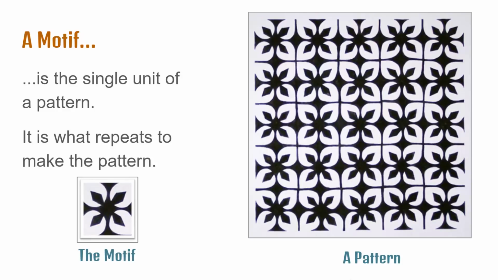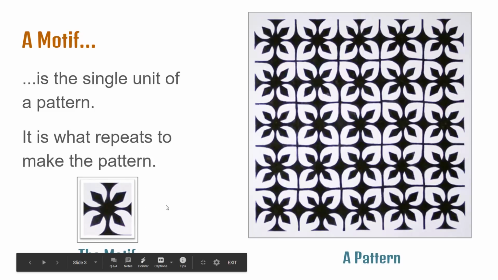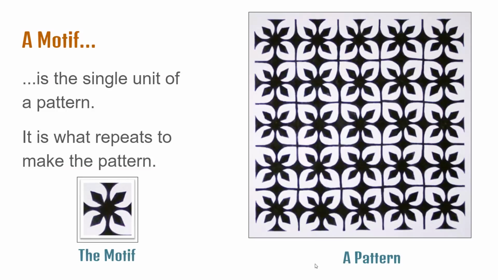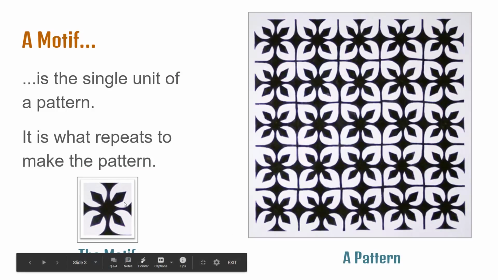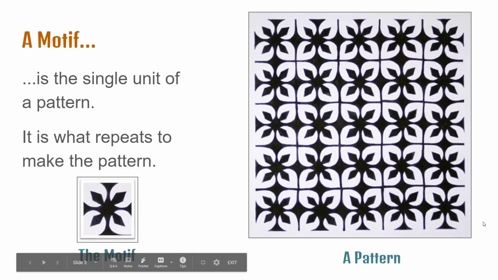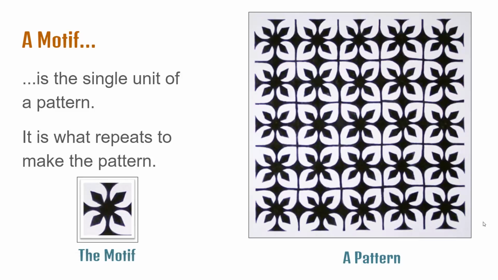A motif is the single unit that is repeated to make the pattern. So down below, you see the sample of the motif. The motif itself is this little flower pattern, and then it becomes this larger pattern once it has been enlarged and repeated. This is what makes the pattern.